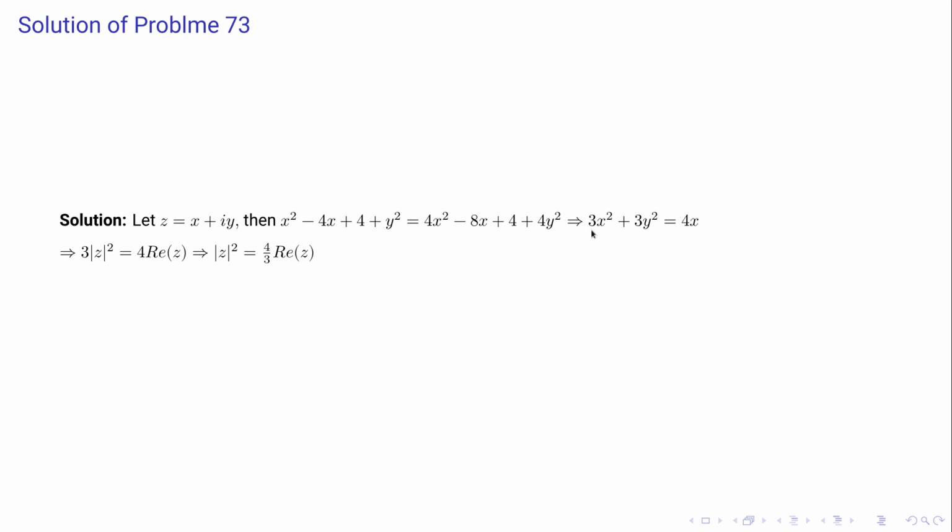So on solving this, we get 3x square plus 3y square is equal to 4x. Now x square plus y square is mod of z square, and x is real of z. So we have 3 of mod z square is equal to 4 of real of z. So mod of z square is equal to 4 by 3 real of z.